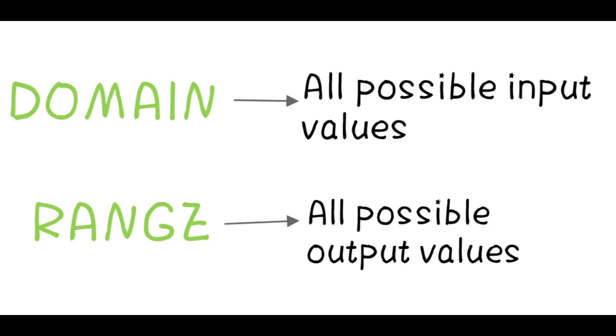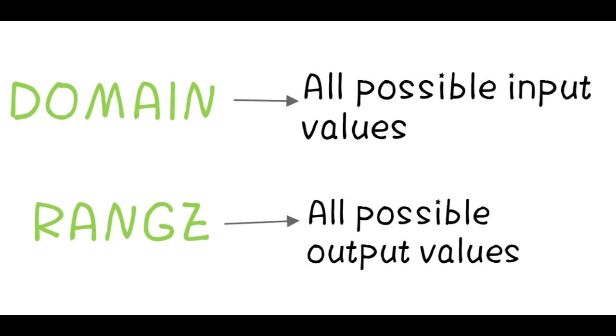Domain and range are by far the most important concepts in functions, and there is a very high likelihood that you would see a question based on them. What is domain in simple words? The domain of a function is the set of all possible input values. And what is the range of a function? The range is the set of all possible output values.